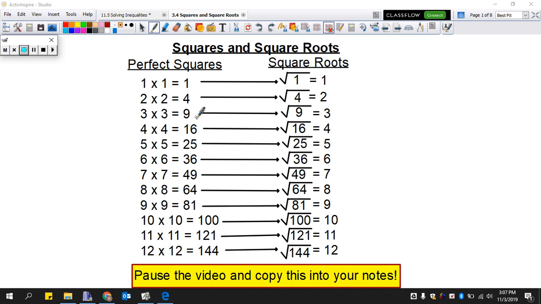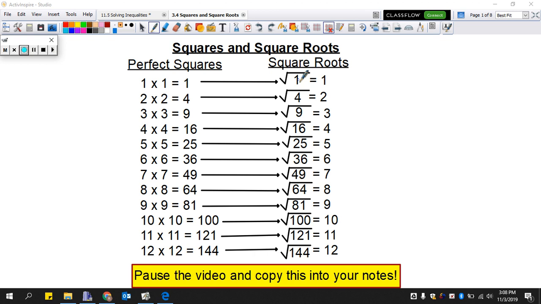So there are an unlimited number of perfect squares that get extremely large as time goes on. I've only listed the first 12 perfect squares because those are the ones that are the most common. All right, so then you might ask, well, what are square roots? Well, square roots are the roots of a perfect square. So in other words, what are the numbers that we have to multiply together to get the perfect square?